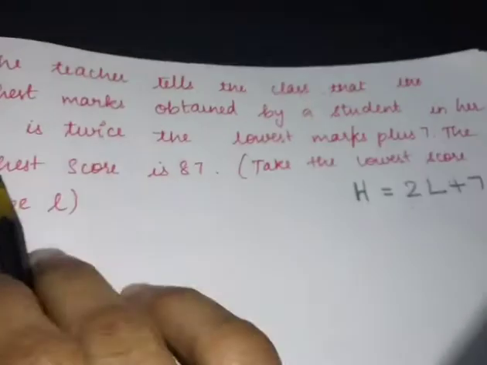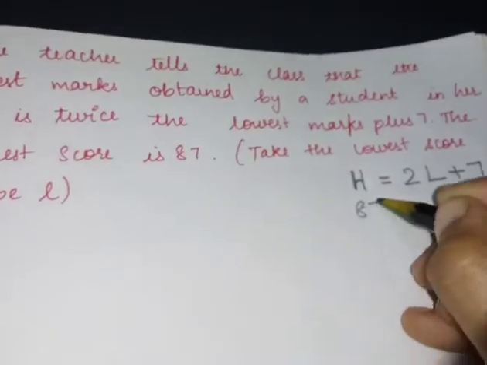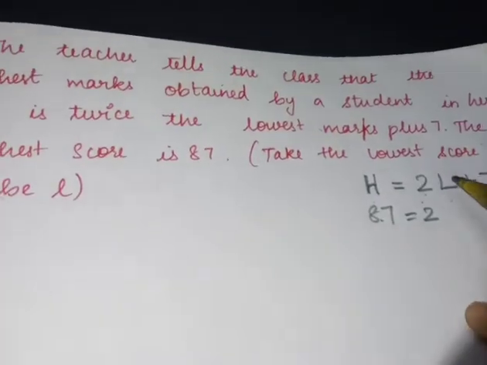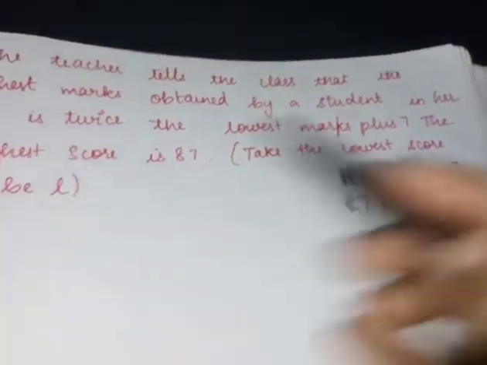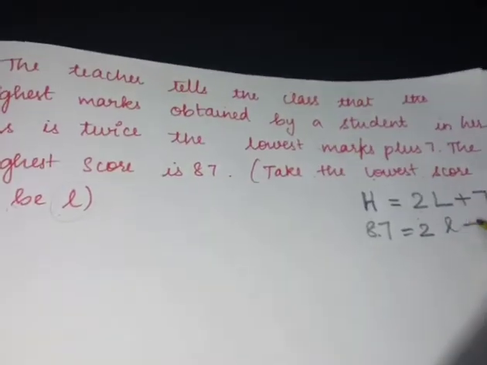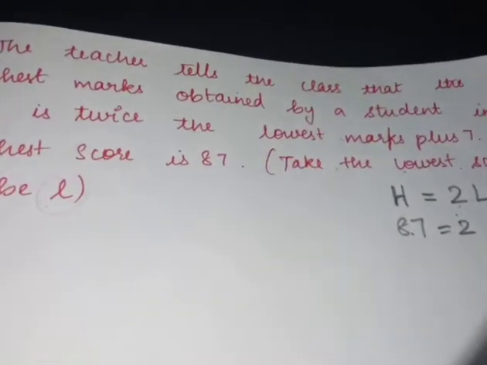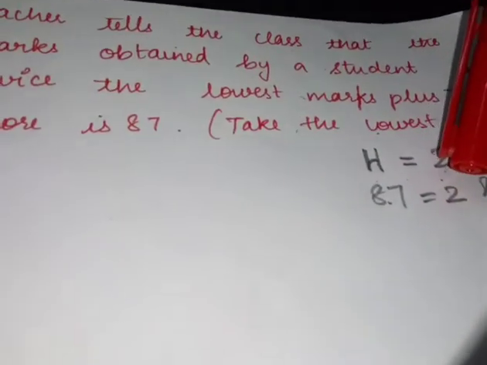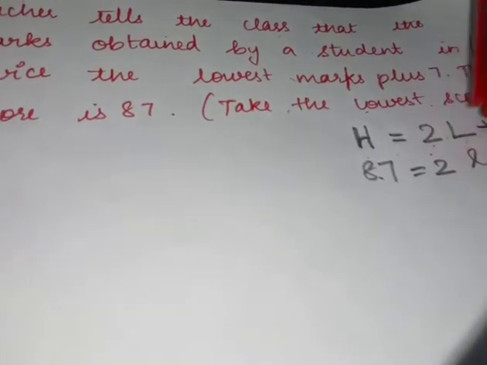So what is the highest mark of the class? 87. So instead of highest mark I am putting 87, equal to, and instead of lowest mark I am putting small l. Take the lowest score to be L, plus 7. So this is your equation. The highest mark in her class is twice the lowest mark plus 7.